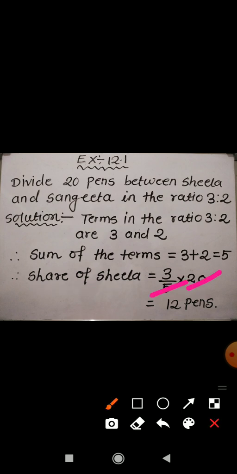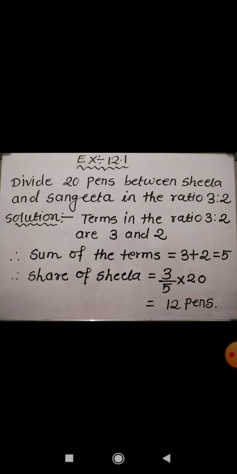Now 5 fours are 20. So we are left with 3 into 4, and 3 into 4 means 12 pens. Hence the share of Sheila is 12 pens.